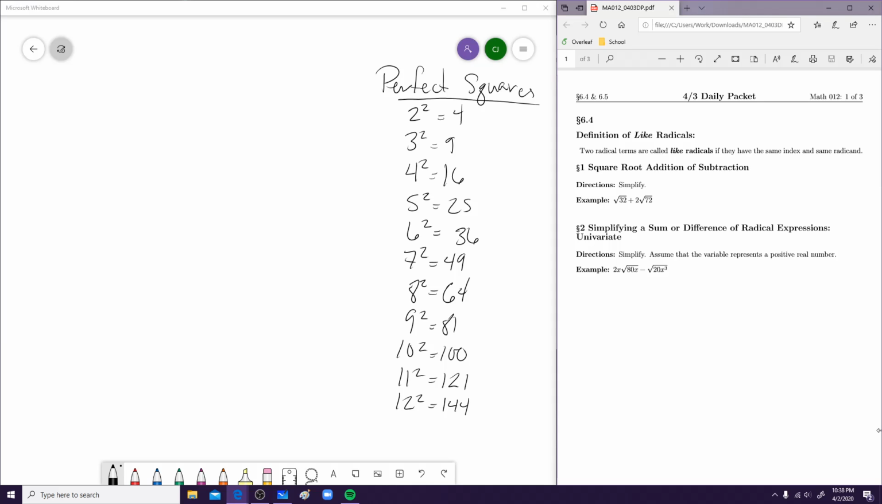Hello everyone. So today we're going to be covering section 6.4 and section 6.5 of the textbook. Starting with section 6.4, we have a definition of like radicals. Two radical terms are called like radicals if they have the same index and the same radicand.